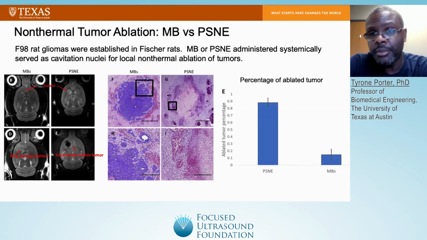But the percentage of the ablated volume using the nanoparticles, or the PSNE, compared to the microbubbles was much, much larger. So we were able to successfully ablate on the order of 85 to 90% on average of the tumor using these PSNE for nucleating the cavitation, compared to the microbubbles.